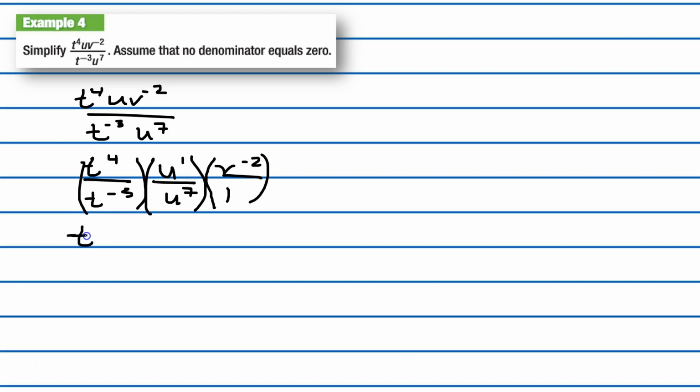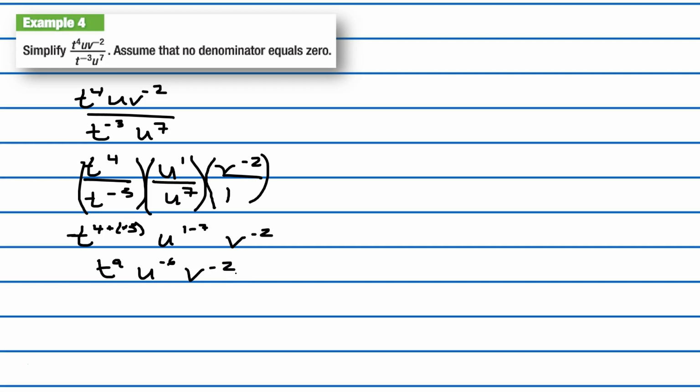So t, 4 minus negative 3. This is where you have to be very careful. You could have switched it to the positive 3 over here, but I'm going to show it to you this way. u, 1 minus 7, and then v, minus 2. We're going to change your signs. T to the 9th power, and u to the negative 6, v to the negative 2.